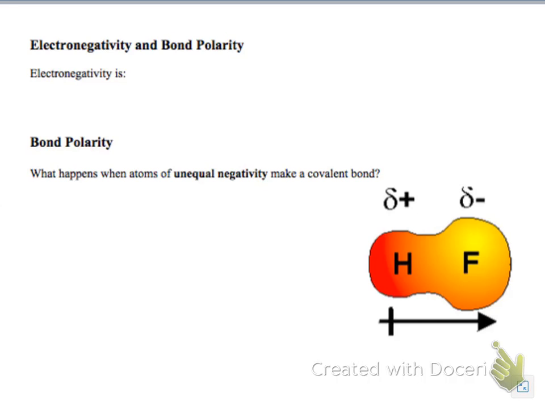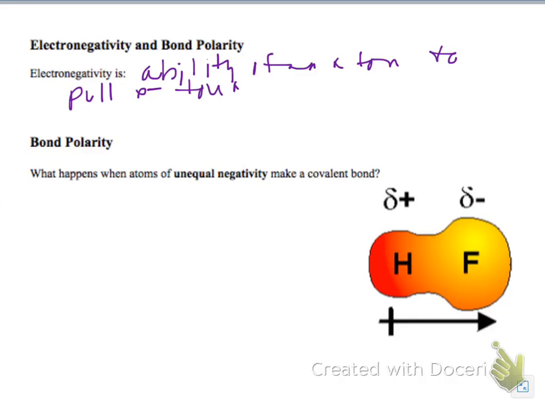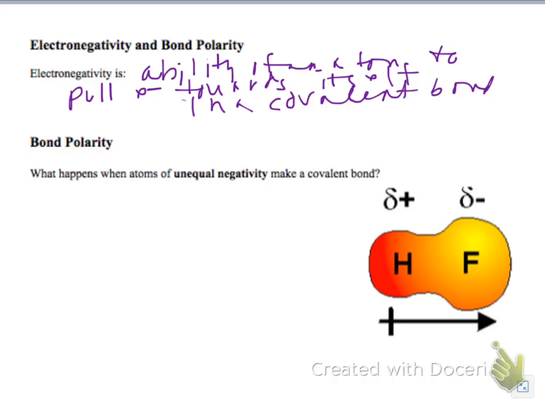So if you remember, electronegativity is the ability of an atom to pull electrons towards itself in a covalent bond. Okay, and if you remember, the highest on the periodic table was fluorine.